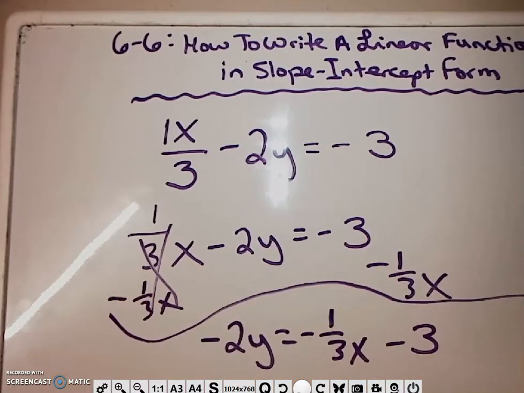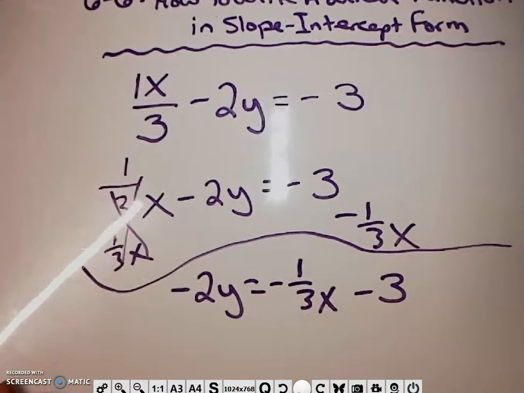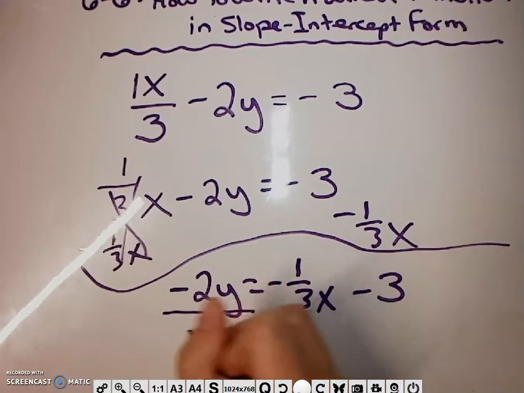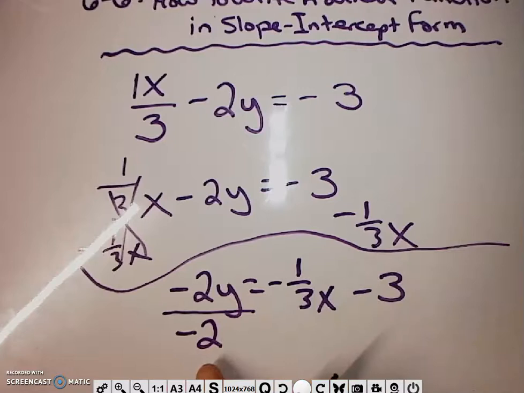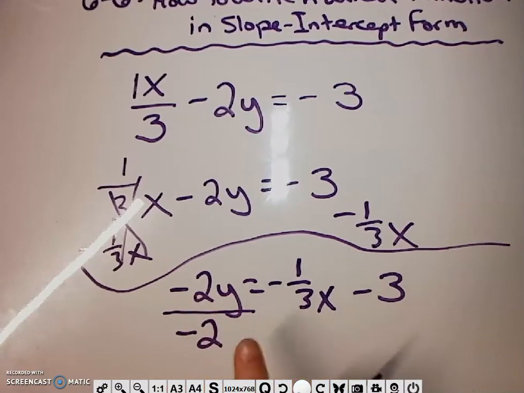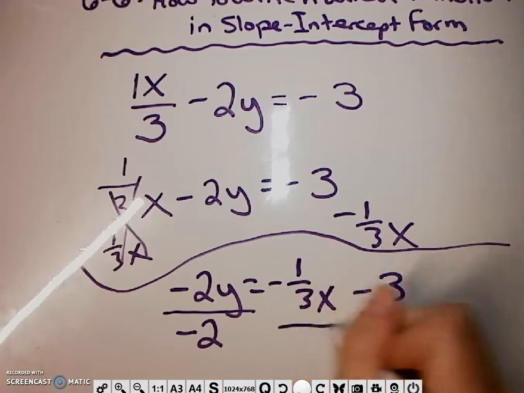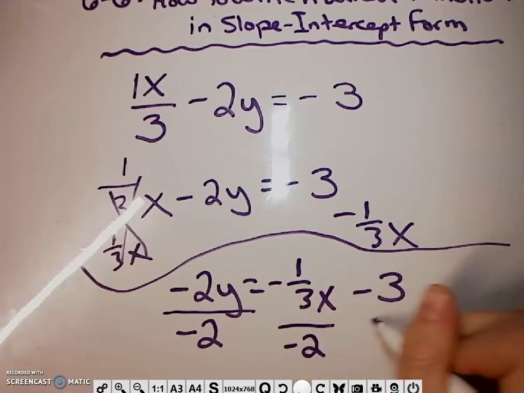So now I'm here. This is negative 2 times y. I have to divide every single term by negative 2, because I want y by itself. Negative 2 divided by negative 2 gives me 1y, and that's what I want. I'm leaving y behind. I just want to get rid of this negative 2. Whenever I multiply or divide, I have to multiply and divide every term by that number. So if this is negative 2 times y, I divide by negative 2, and then I also have to divide this term by negative 2 and this term by negative 2.